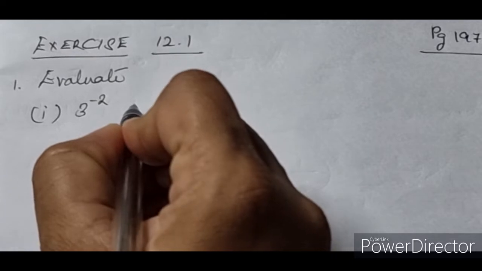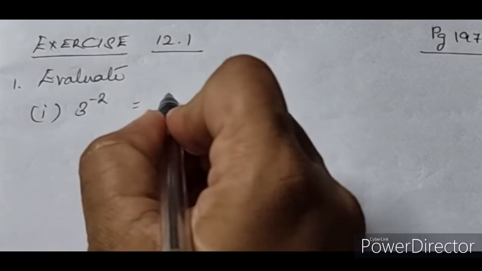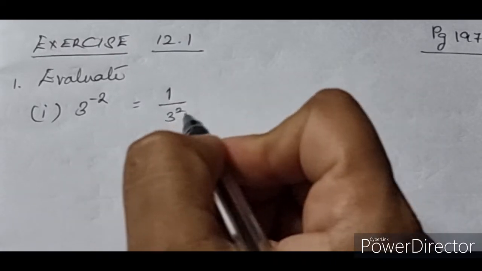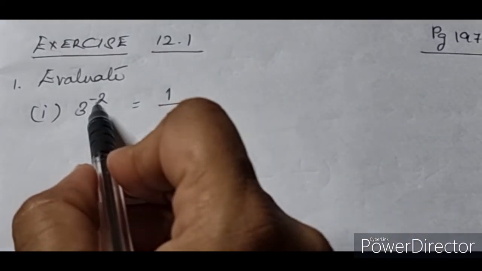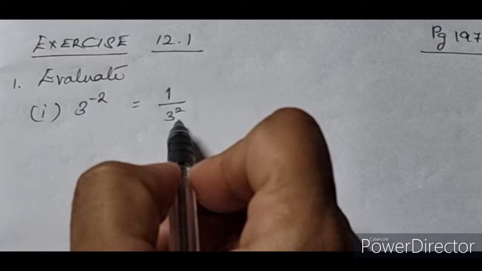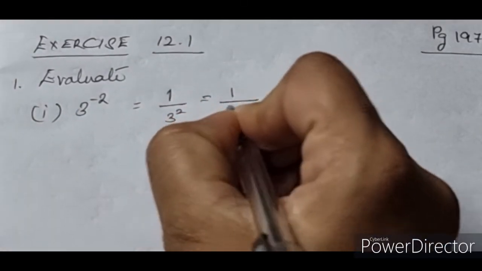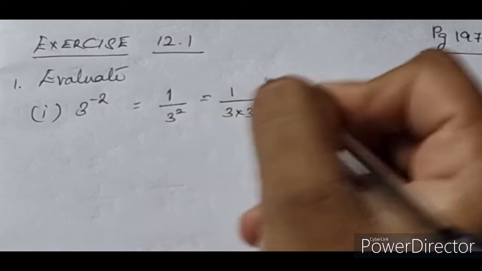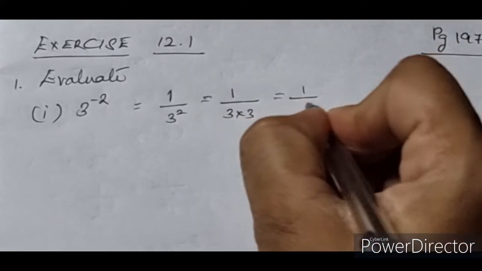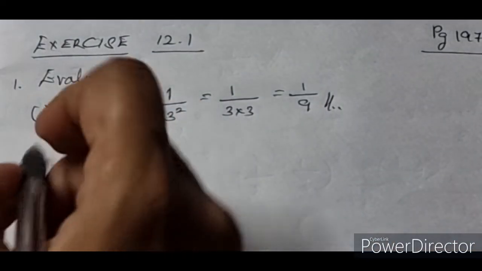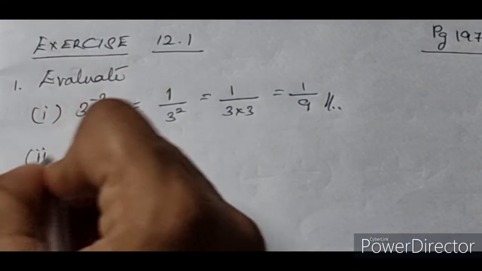So this can be written as 1 by 3 to the power of 2. The minus power becomes positive when I do a reciprocal. Okay, this can be written as 1 divided by 3 into 3, which is nothing but 1 by 9. This is the answer. Let's move on to the next subdivision.